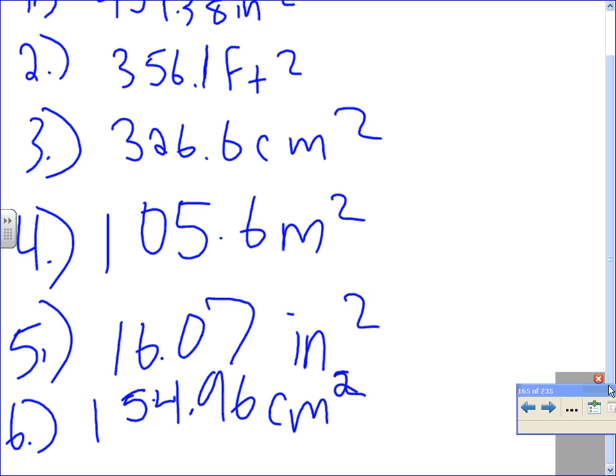Okay, so the base, you should have pi r squared. So pi times 3.5 squared, and you get 38.46. And then the right-hand side, you have 1/2 CL. So you could do 1/2 times pi times 7 times 6.1. Yeah, that's the slant height. Okay, to find the slant height, you have 5 squared plus 3.5 squared equals c squared.